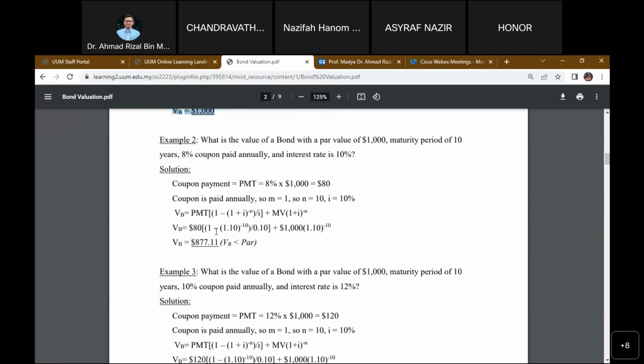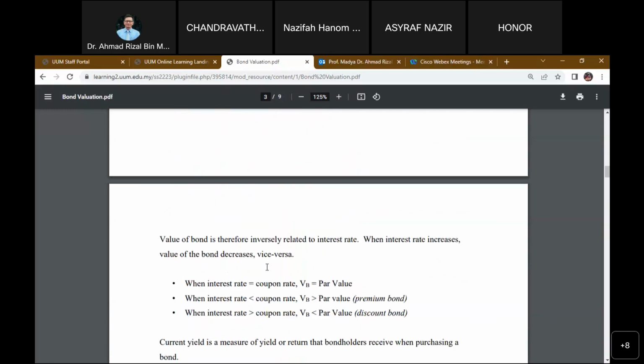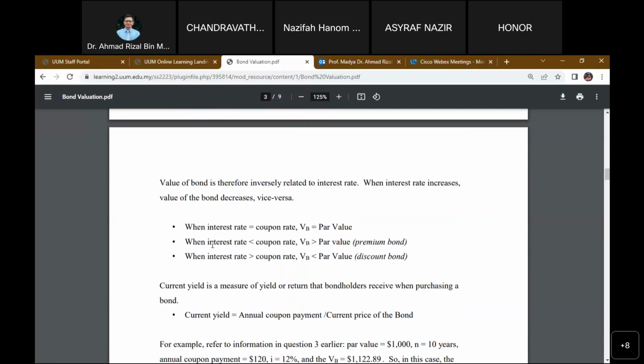When the coupon rate is less than the interest rate, then the value of the bond will be less than the par value. And finally, when the coupon rate is higher than the interest rate, the value of the bond would be greater than the par value.